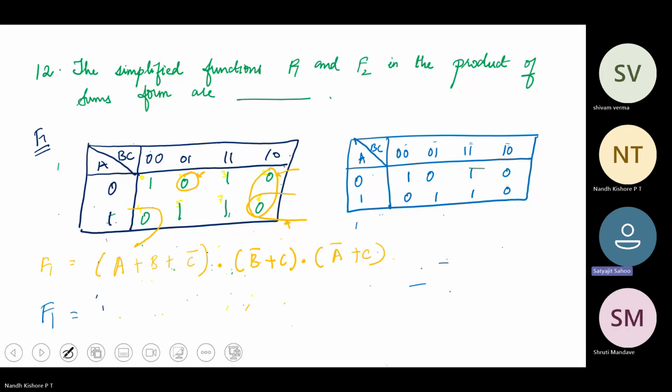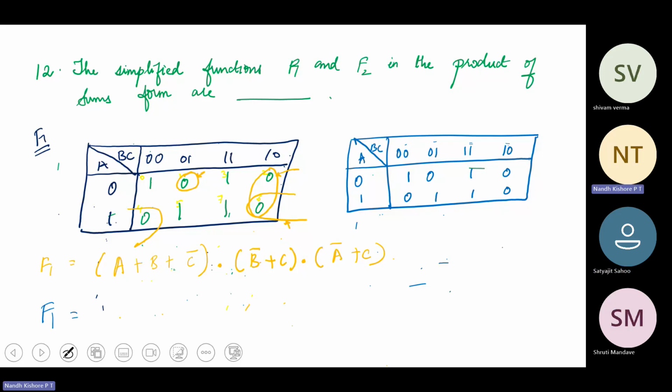So, one request, sir. Can we just do this in A, B, C? Okay, got it. So F1 I have done like this, and F2 we will do it in A, B, and C. Okay, sir. Thank you.